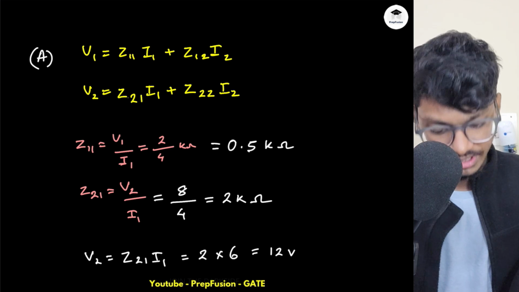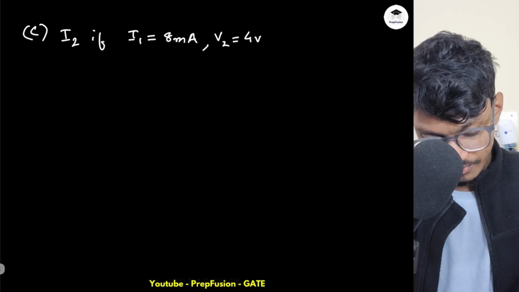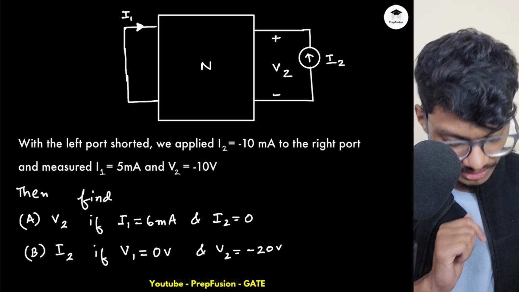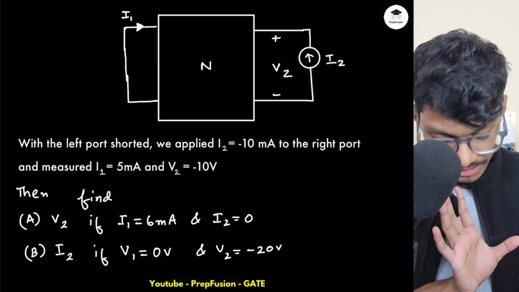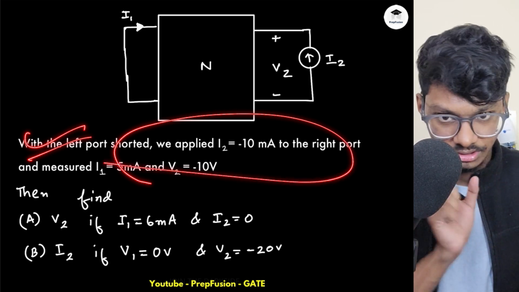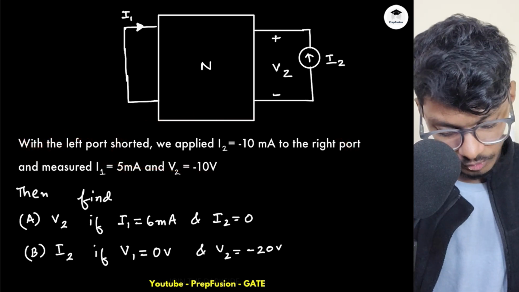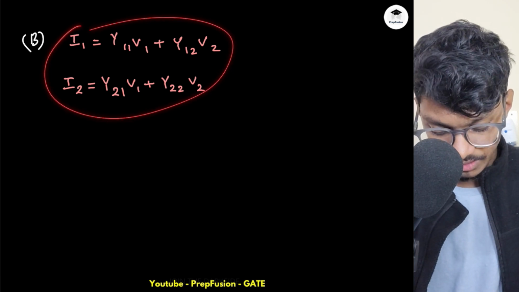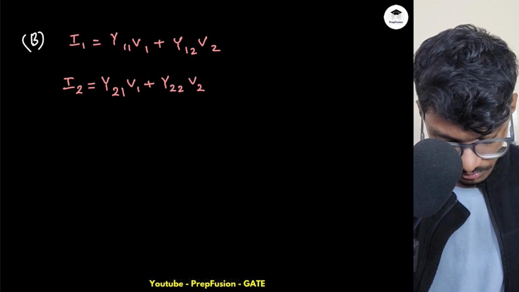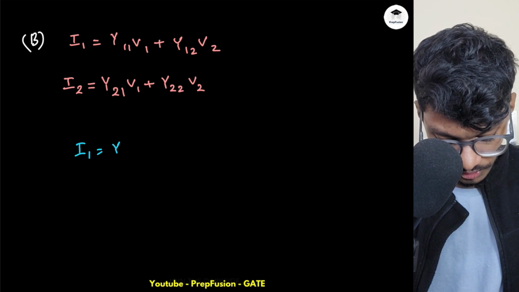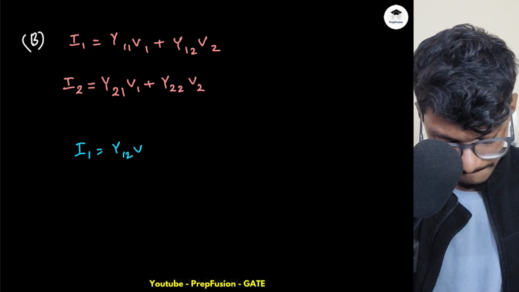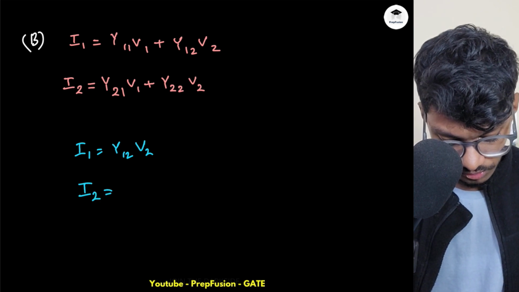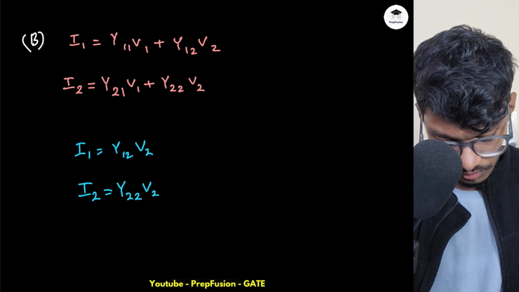Let's now come to the second case. If you observe, they are asking us I2, and V1 is shorted. This is again the short circuit parameter, using this relation. Here my V1 port is shorted. So if V1 port is shorted, what will my short circuit parameters become? I1 will be Y21 times V2, and I2 will be Y22 times V2.